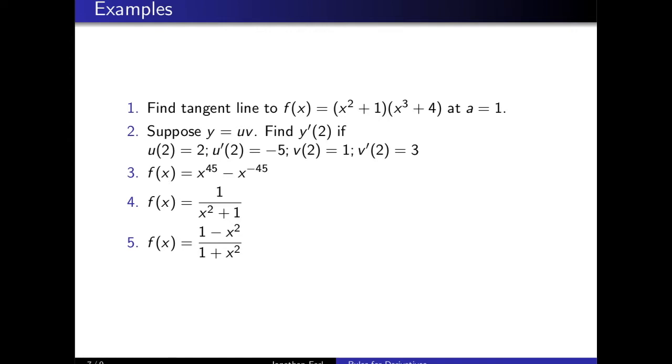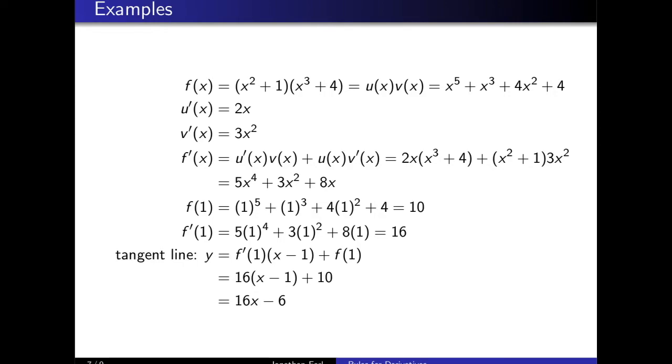So first, let's find the tangent line to the function x squared plus 1 times x cubed plus 4 at a equals 1. And we can kind of do this in two ways. So the first thing that we can do is we can write f as a product. It's a function u times v. And we could also expand things out. So we could expand it out as x to the 5 plus x cubed plus 4x squared plus 4.